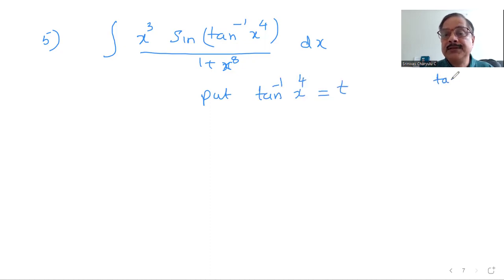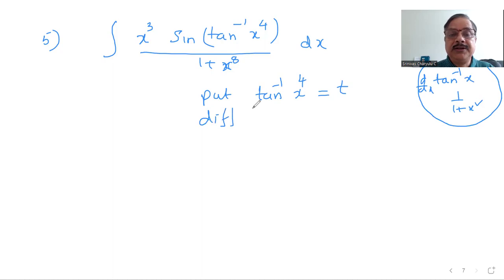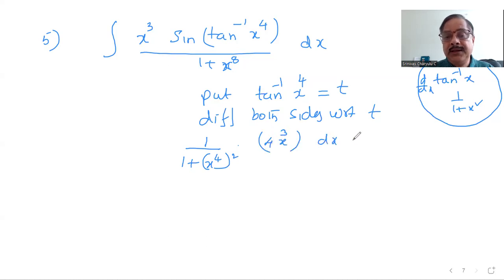You know that tan inverse x, what is the fundamental? 1 by 1 plus x square. Differentiation, that we'll use here. Differentiate both sides with respect to t. Then what will happen? Tan inverse x to the power of 4 differentiation, 1 by 1 plus x to the power of 4 whole square, x to the power of 4 differentiation 4x cube, then dx is equal to dt. Now dx by dt will come, cross multiplication, all that you have to now do. That's why I directly wrote dx is equal to dt.